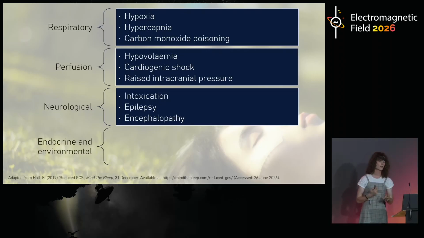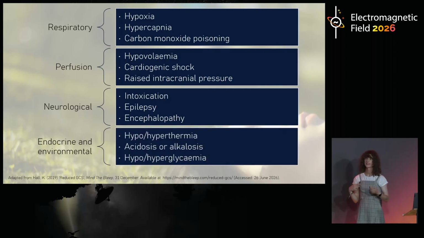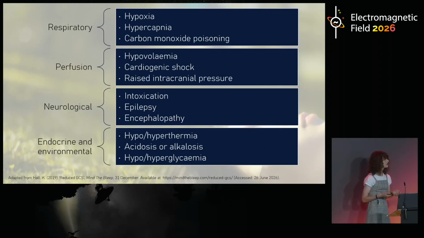And then our final category that we're talking about here is our endocrine and environmental causes. So this is going to be things like hypo or hyperthermia, where someone is too hot or too cold. An acidosis or an alkalosis, where someone has too much acid or alkali in their blood. Or a hypo or hyperglycemia, where they've got something wrong with their blood sugar amount. And there's a few different ways that we can tell the difference between these things.